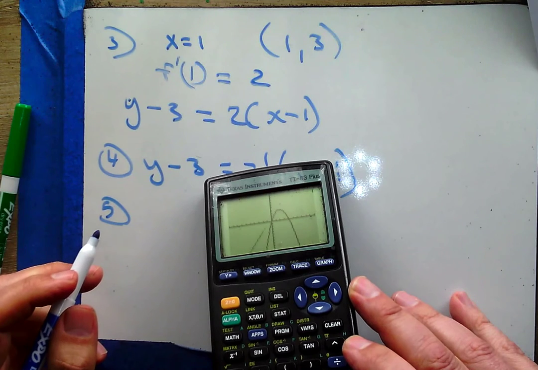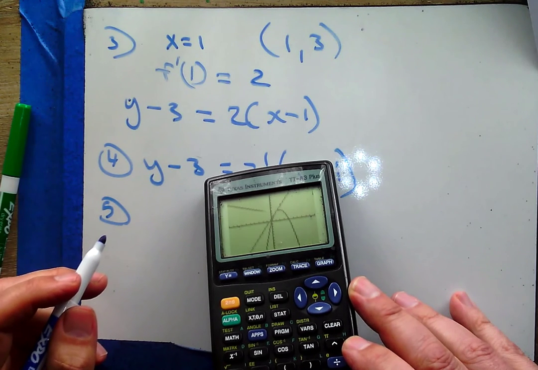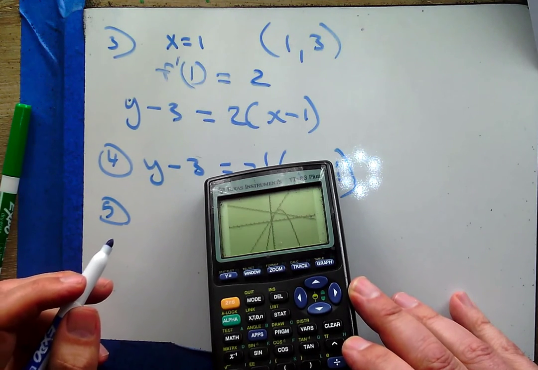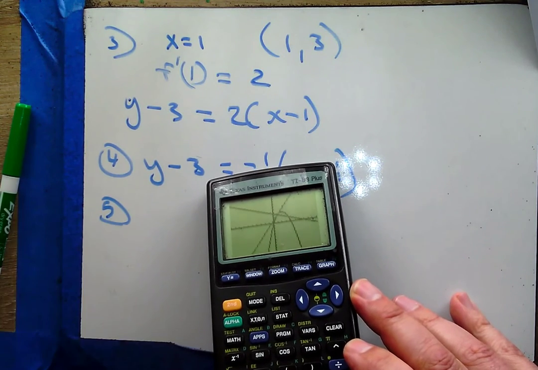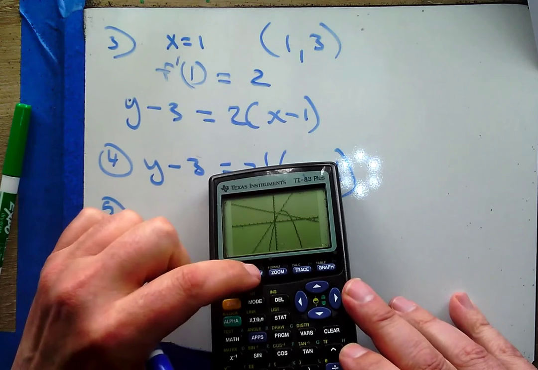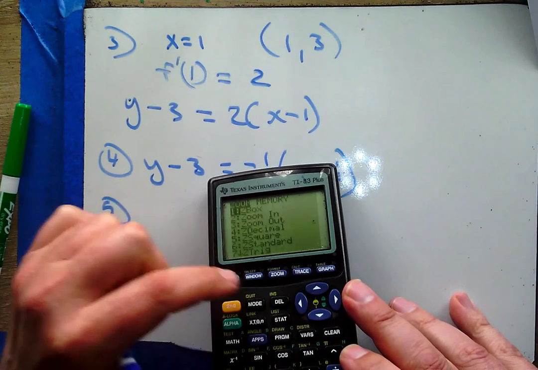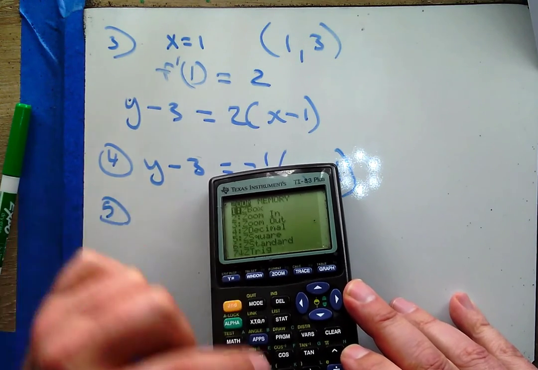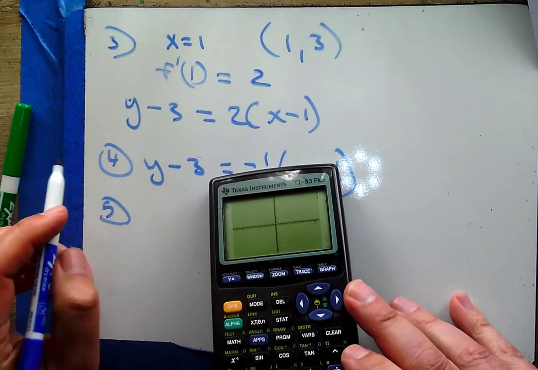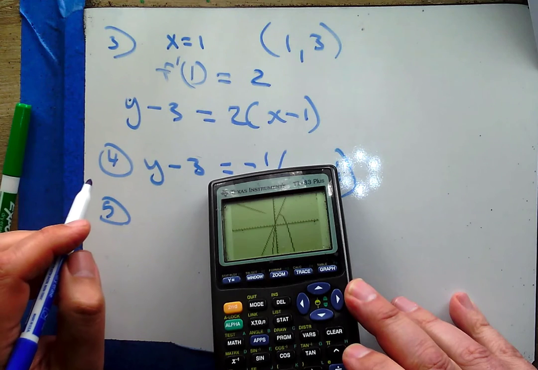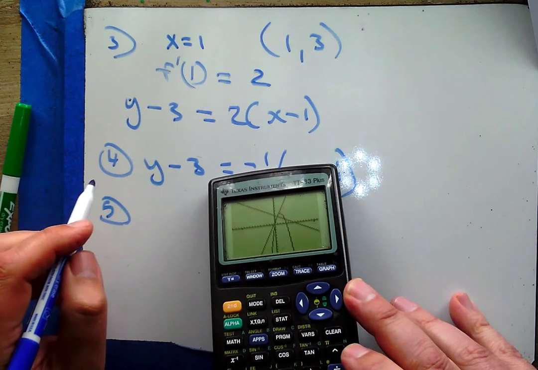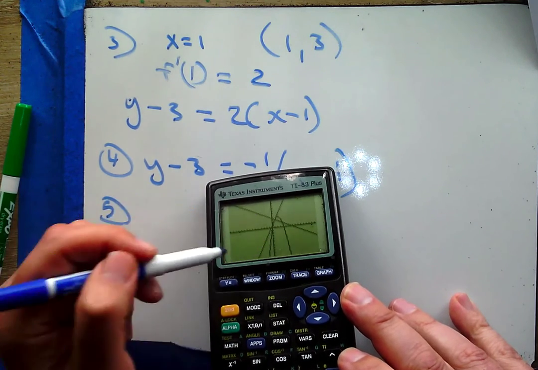So there's my down-pointing parabola. There's the tangent line at x equals 1. And that's supposed to be perpendicular, but it doesn't really look it, does it? So let's try this. Go to zoom and choose square. That's better. Now I see perpendicular lines.